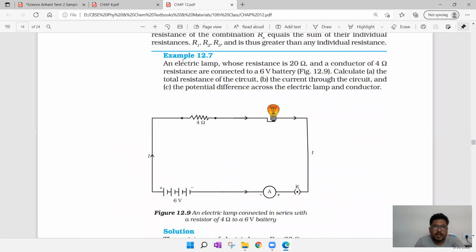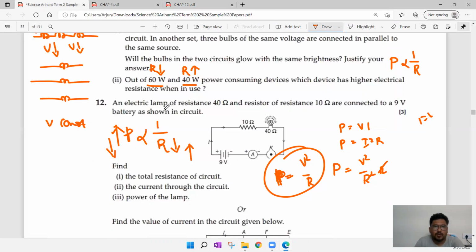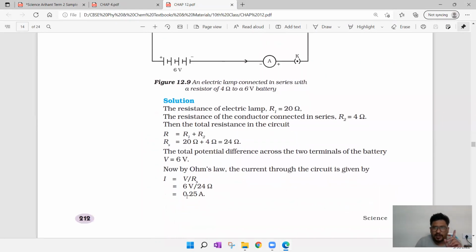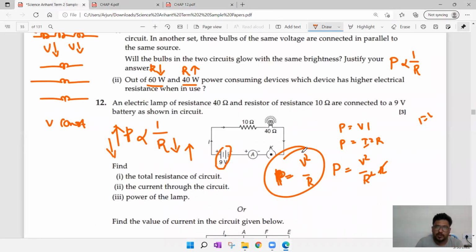You see, an electric lamp whose resistance is 20 ohm and 4 ohm, but here what they have given is 40 ohm and 10 ohm. They have just changed the values. The pattern is the same. And here they have given a voltage supply of 9 volt, but in the textbook they have given a voltage supply of 6 volt. A simple difference. I think you can do this one. So try to solve it.